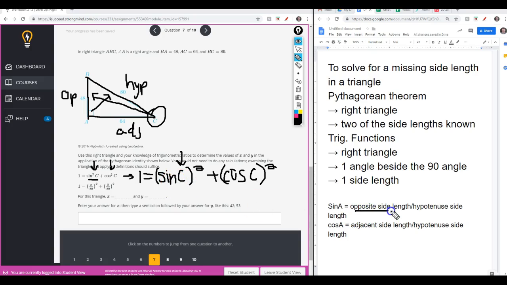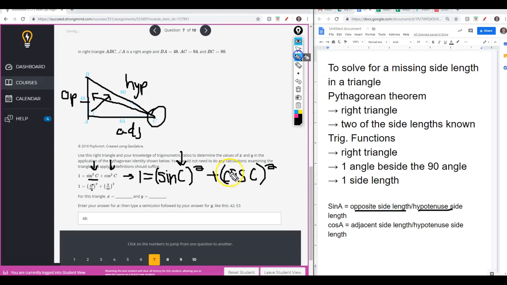So then when they come over here to x divided by 80, well, sine of angle C is the ratio of the opposite side length divided by the hypotenuse side length. So they have the opposite side length as x and the hypotenuse side length as 80. The opposite side length is 48. So x would be 48.